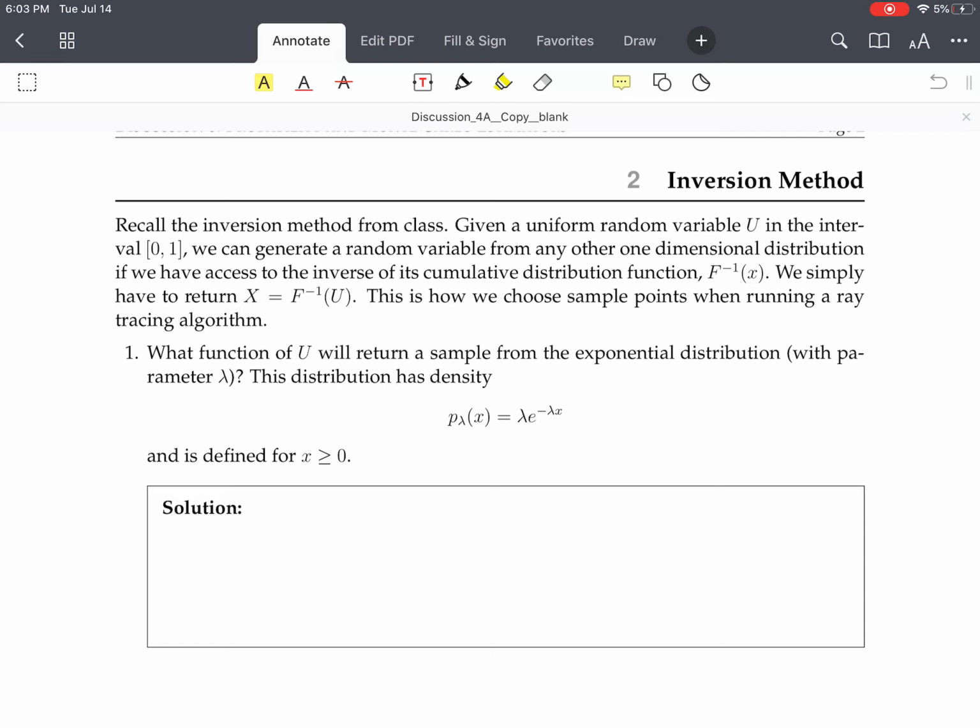Let's do an example of this for problem number 1. What function of u will return a sample from the exponential distribution with parameter lambda? This distribution has density p of x equal to lambda e to the negative lambda x. Let's go ahead and get started.